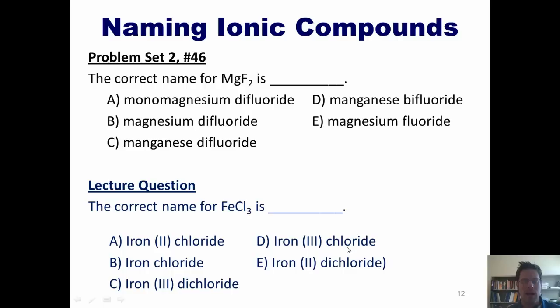Now note, we don't have to say trichloride or dichloride or anything like that. For ionic compounds, we do not use any prefix di, tri, or anything like that associated with this subscript. So the final answer is iron 3 chloride. Now I hope that makes sense. We have to put the Roman numerals there to distinguish between iron 3 versus a circumstance where we might have iron 2.